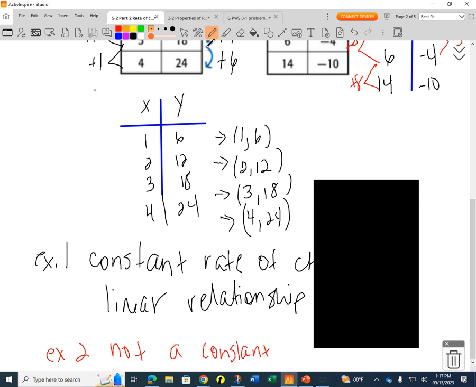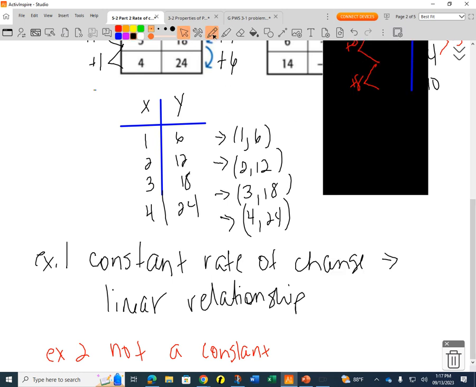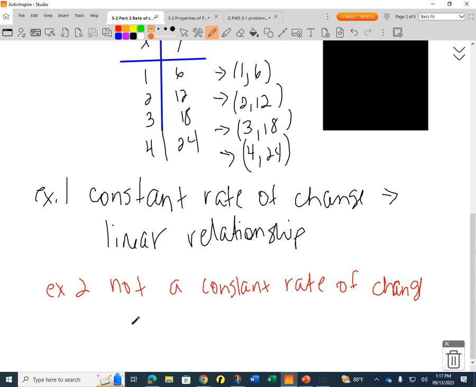And so now I know that that relationship is not linear. I cannot write a linear equation to represent that relationship or the information in that table. It's not a constant rate of change. It's not a constant slope, if you want to think about it that way. So it's not a linear relationship.